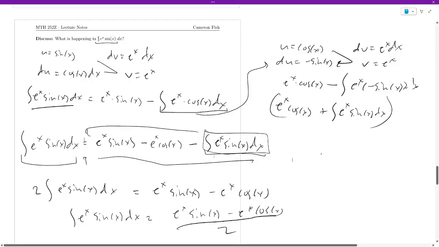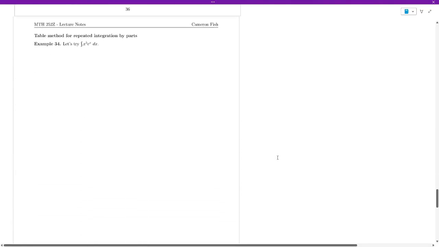Okay, one last thing I want to show off about integration by parts is what I call the table method. So let's look at this. It's really useful when you have repeated integration by parts. Look at this antiderivative: the antiderivative of x to the 5 e to the x.